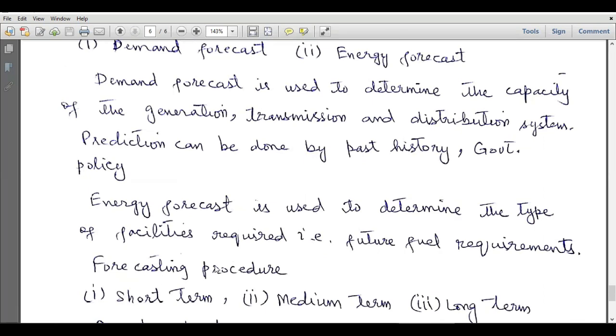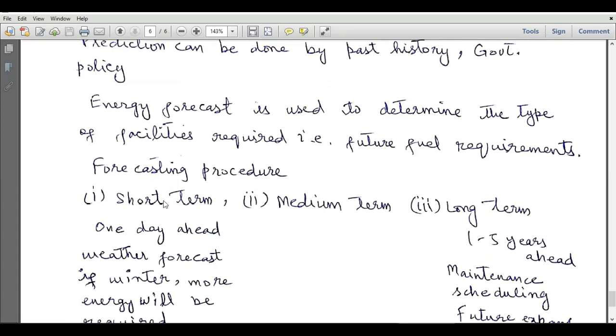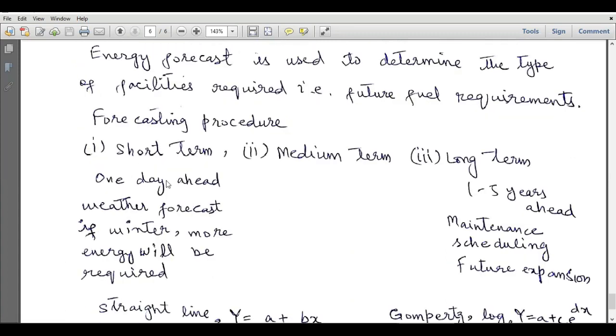And there are different forecasting procedures. First is called short-term forecasting. It is actually a one-day ahead forecast method. For example, a weather forecast, because a weather forecast is accurately valid for one day ahead, and it will tell us if there is winter the next day, or more energy will be required, right? So if there is winter coming after one day, it means more energy will be required by the homes for heating purposes. So short-term forecast is actually one day ahead.